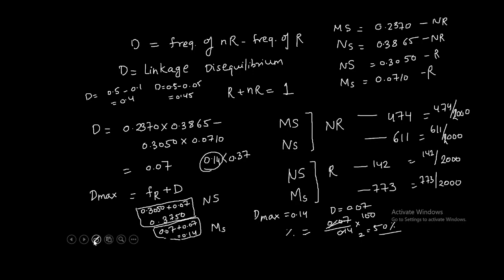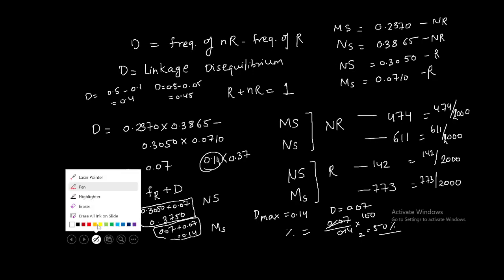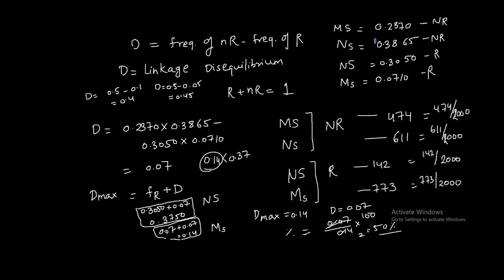So this is how you can calculate linkage disequilibrium. Now I just want to summarize it. In the case of the blood groups MN and Ss, you can see the recombinants, Ns and Ms, and these are the non-recombinants. If the number of individuals is given, you can calculate the frequency, like 474 divided by the total number of individuals you are studying. Let's say it is 2000, you can calculate it. So here you will get these values.